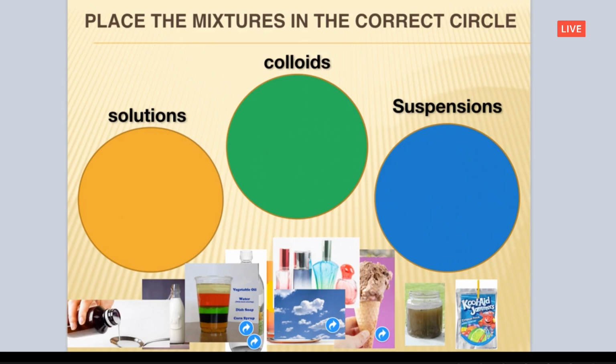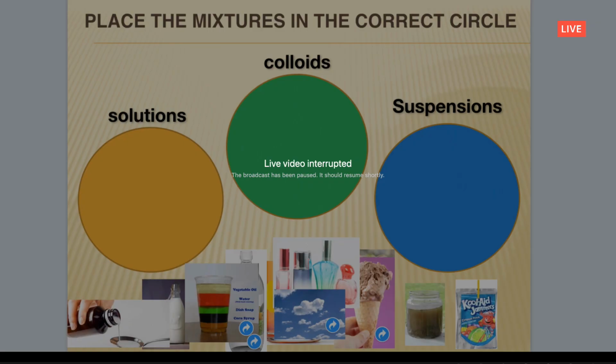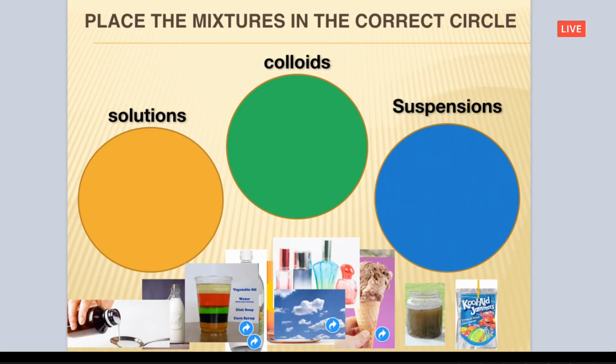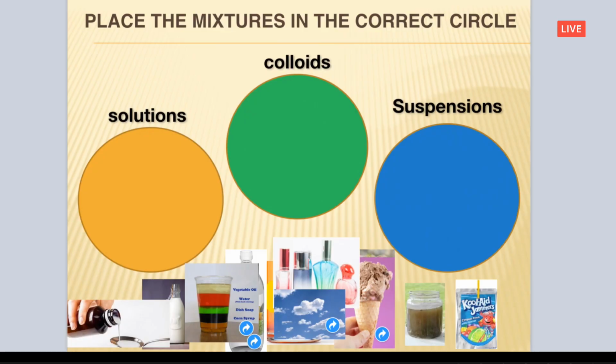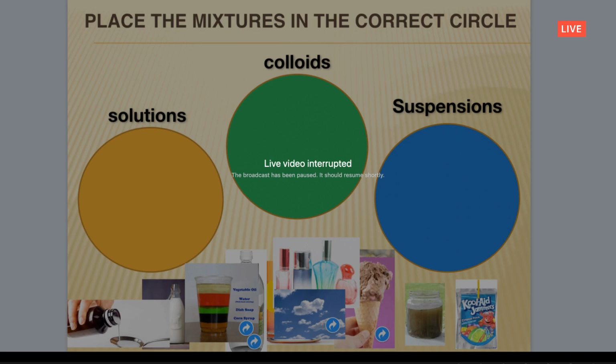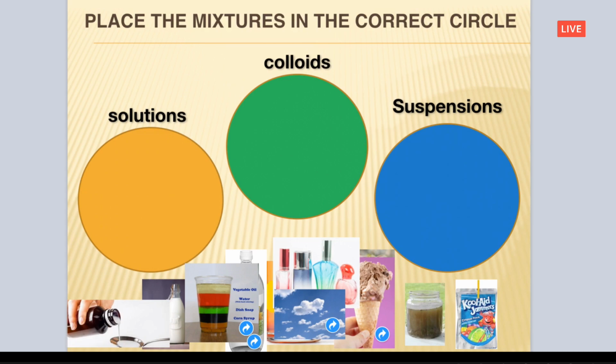We have three circles, one representing solutions, one representing colloids, and one representing suspensions. So our solutions, colloids, and suspensions. Let's do a little recap, understanding that these are all mixtures. A solution is a homogeneous mixture, evenly distributed. Colloids and suspensions are heterogeneous.